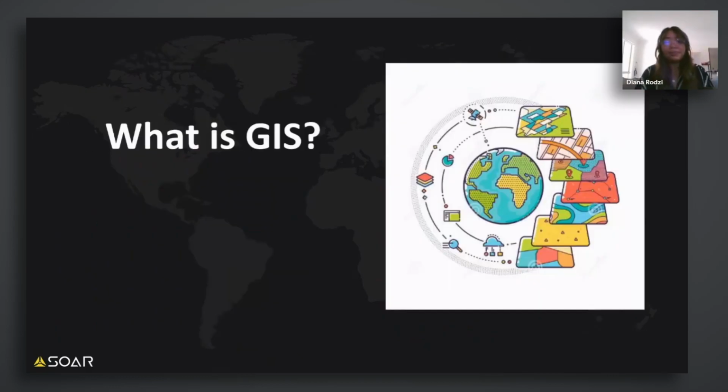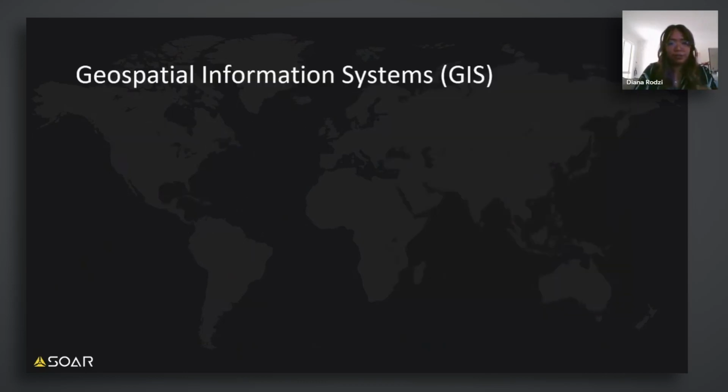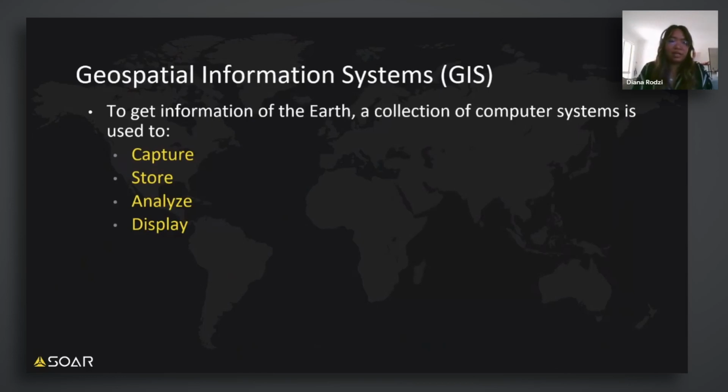Now, this is the next part. What is GIS, right? You've got all that remote sensing data already, but you have to process it somehow, and that's where GIS comes in. What does GIS stand for? It stands for Geospatial Information Systems. It is a collection of computer systems that is used to capture, store, analyze, and display geographic information. You've got your remote sensing, which is capturing the images, and the next step is using GIS to display and analyze it.